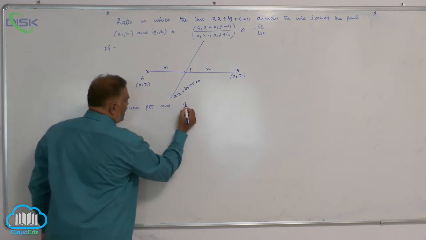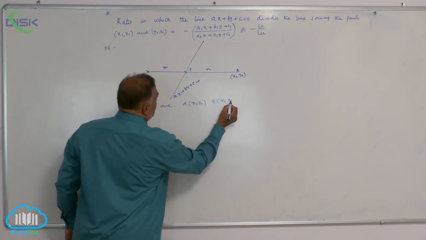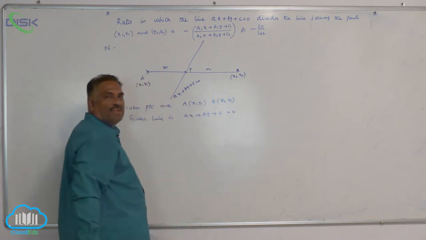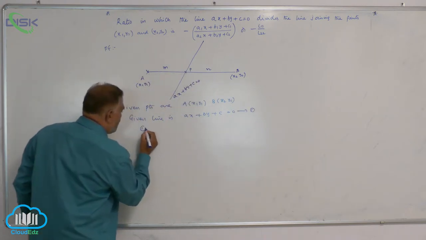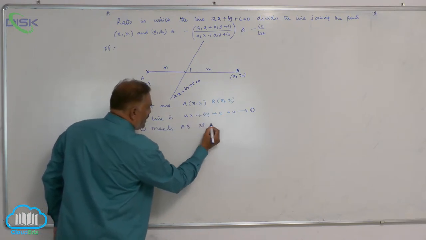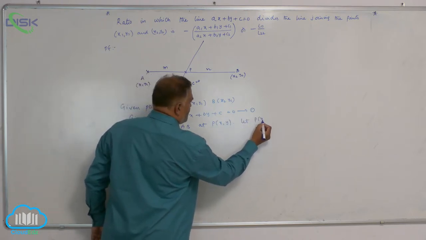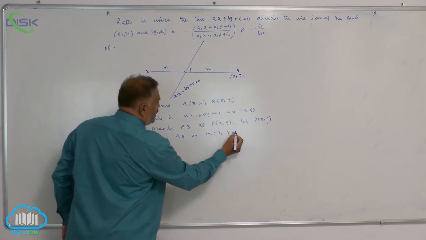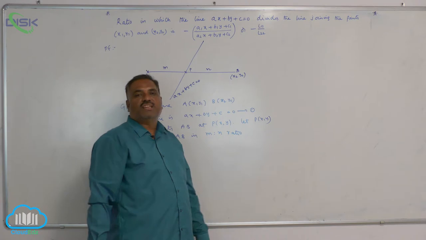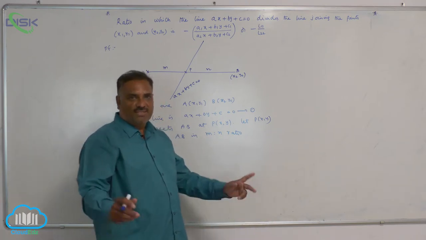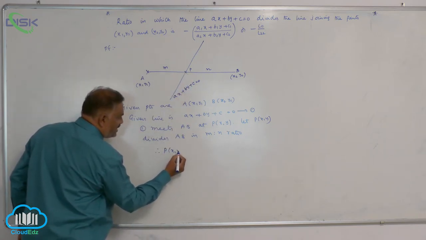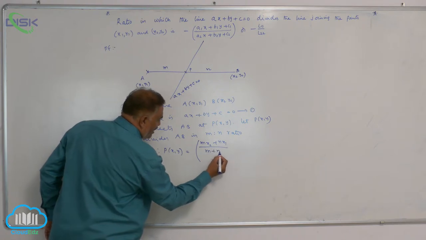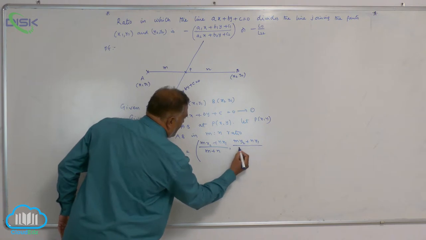Given points are A (x1, y1), B (x2, y2). Given line is ax plus by plus c is equal to 0. Now, call this equation 1. Equation 1 meets AB at P (x, y). Let P (x, y) divide AB in the ratio m is to n internally. Now we can apply the internal formula. So, P (x, y) is equal to ((m x2 plus n x1) by (m plus n), (m y2 plus n y1) by (m plus n)).